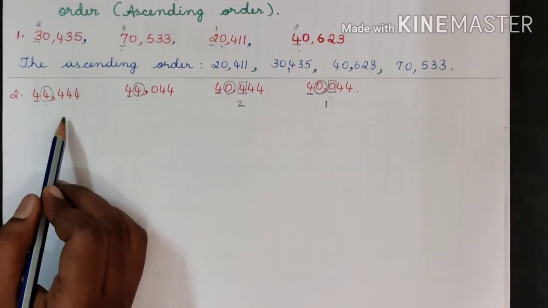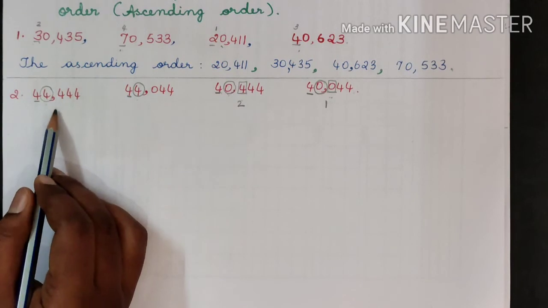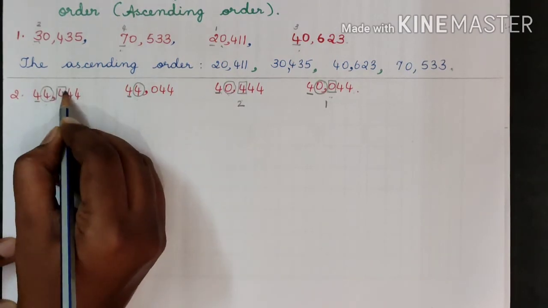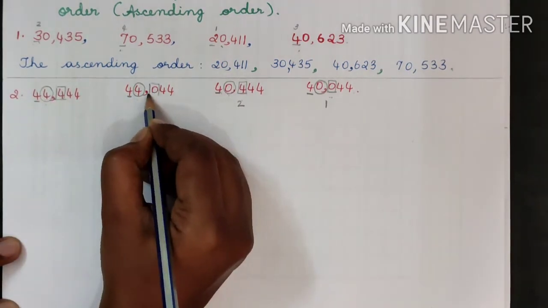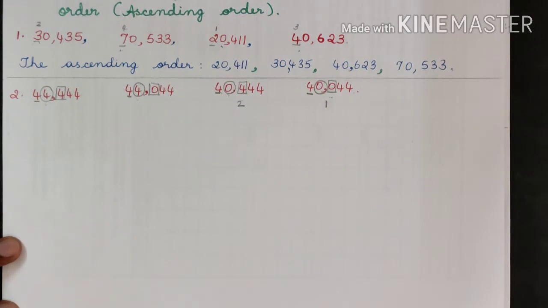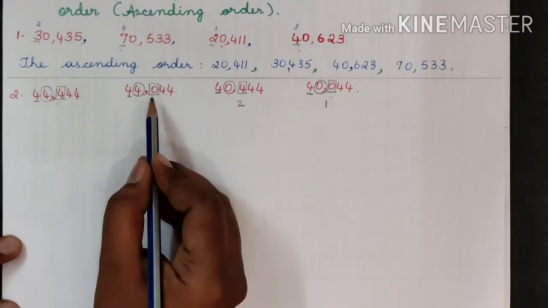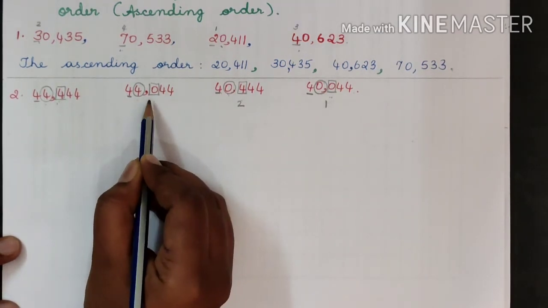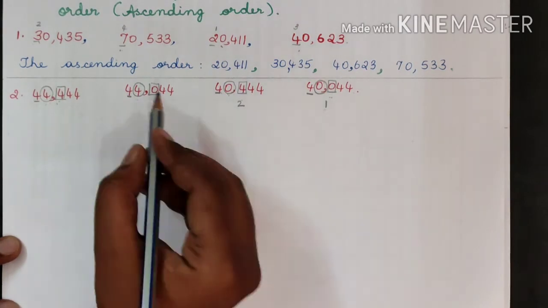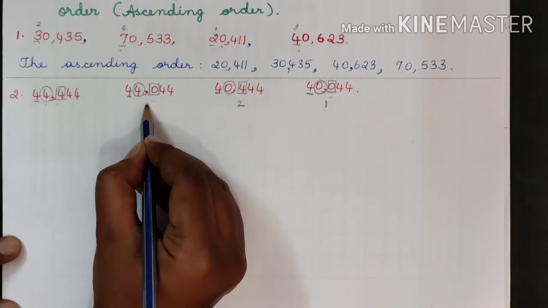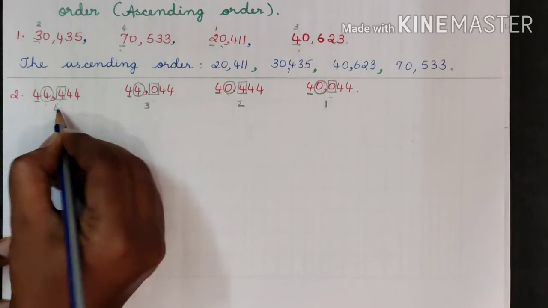Here also same thing. We have to compare hundreds. 4 hundreds, 0 hundreds. Now you came to know which is the smaller number, correct? Which is the smaller number between these two? With the 0 in hundreds place. So first and second, so this gets 3 number. And this is the last one.